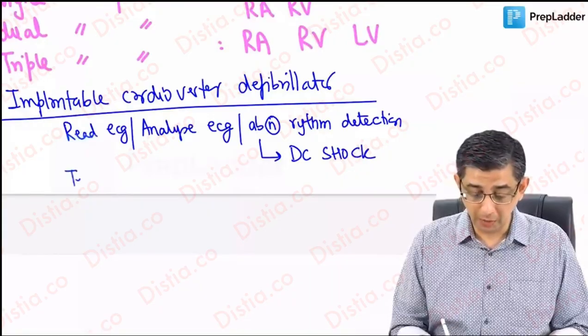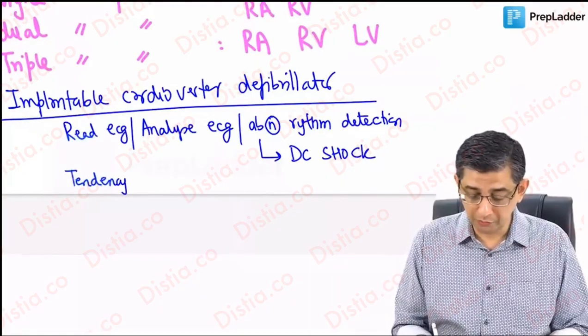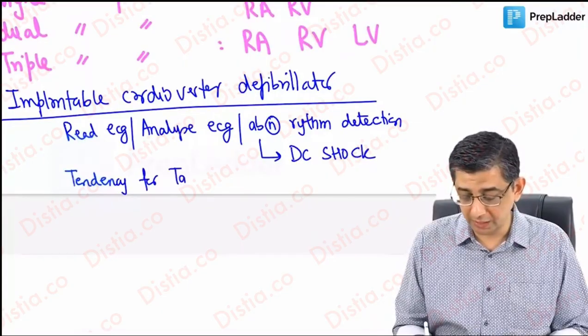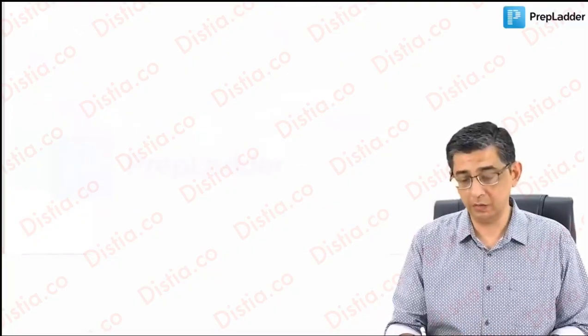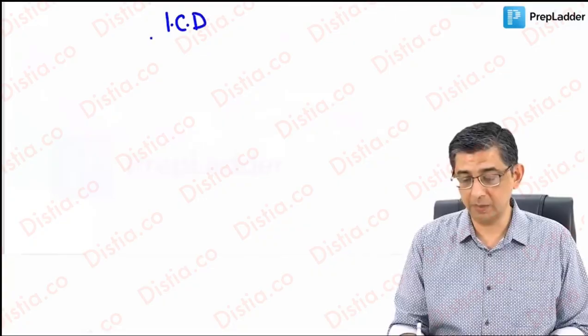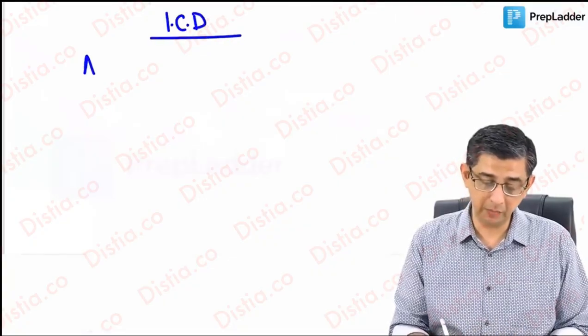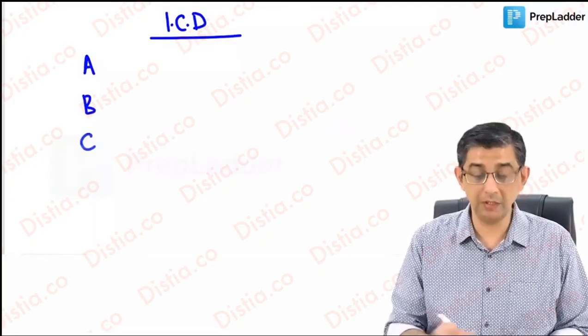Please remember, implantable cardioverter defibrillators are useful for those patients who have a tendency for tachyarrhythmias, whereas a pacemaker is obviously for bradyarrhythmias. Let us now quickly work out the indications for an implantable cardioverter defibrillator. The mnemonic that I would like you to remember is ABC.